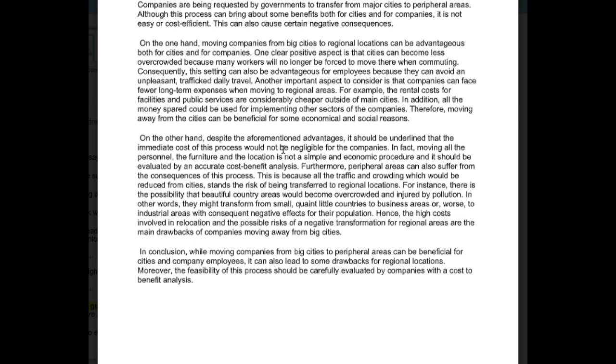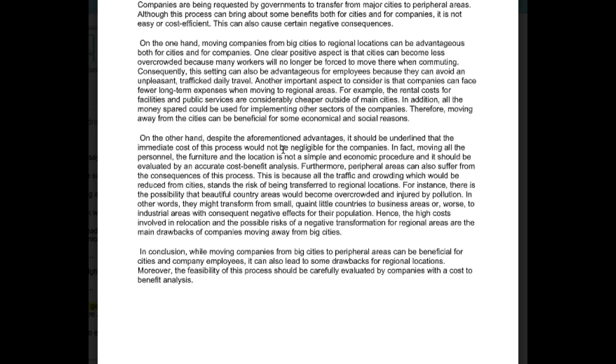In fact, moving all the personnel, the furniture, and the location is not a simple and economic procedure, and it should be evaluated by an accurate cost-benefit analysis. Super vocabulary. Furthermore, peripheral areas can also suffer from the consequences of this process. This is because all the traffic and crowding, which would be reduced from cities, stands the risk of being transferred to regional locations. For instance, there is the possibility that beautiful country areas would become overcrowded and injured by pollution.